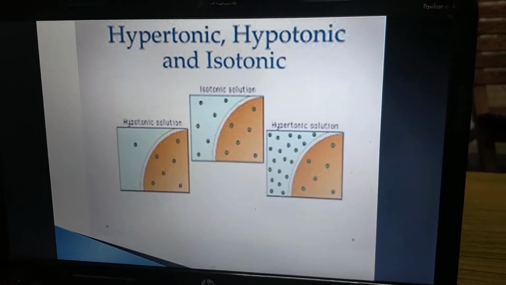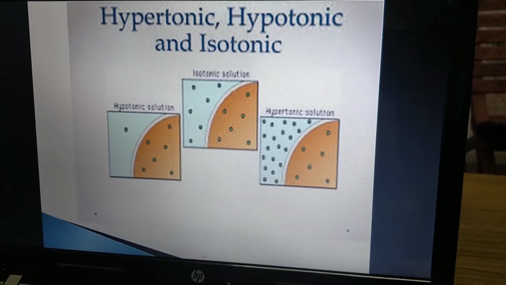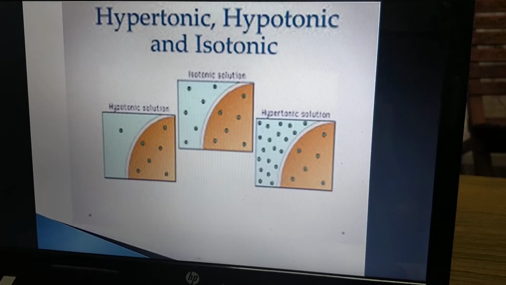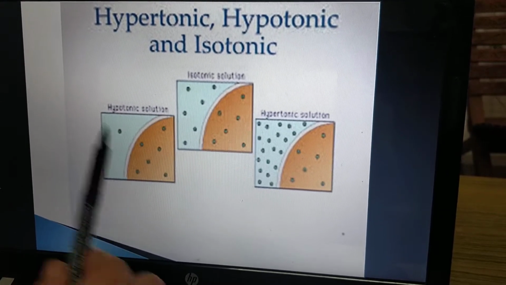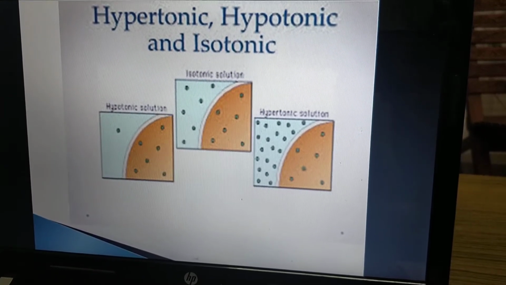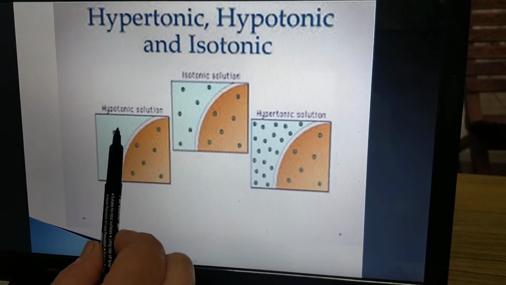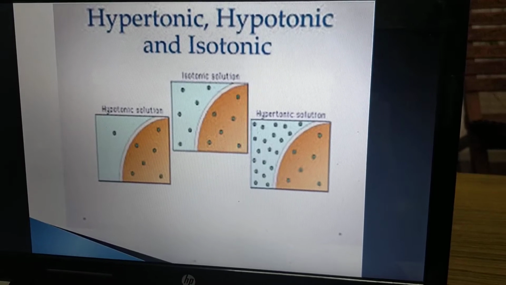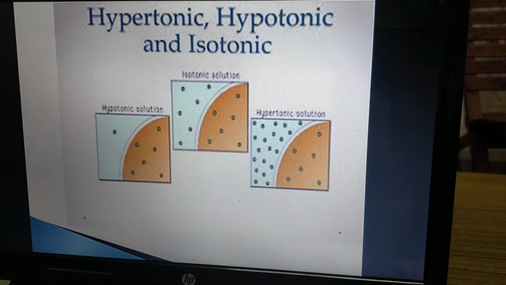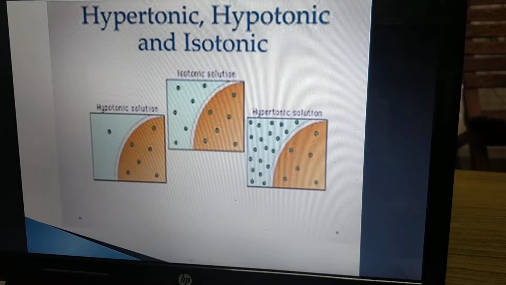Now next, we come to the isotonic, hypertonic and hypotonic solution. So what is a hypotonic solution? Like this is a hypotonic solution. If the medium surrounding the cell, so this is a cell, this yellow portion is a cell, and the medium, this bluish portion is the medium. If a medium surrounding a cell has higher water concentration than the cell, it means the outside solution is dilute.